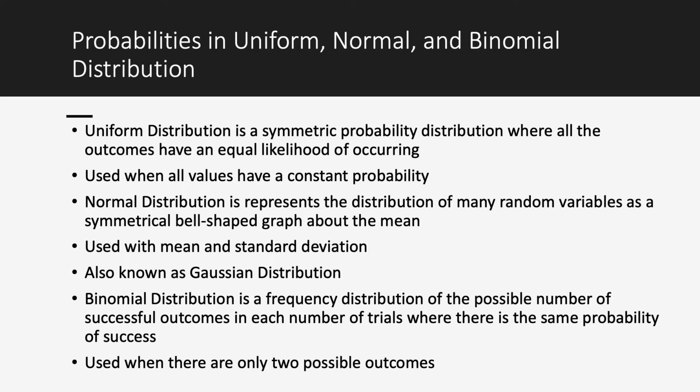Normal distribution represents the distribution of many random samples as a symmetrical bell-shaped graph about the mean, used with the mean and standard deviation, also known as a Poisson distribution. Binomial distribution is a frequency distribution of the possible number of successful outcomes in each number of trials where there is the same possibility of success, used when there are only two possible outcomes.